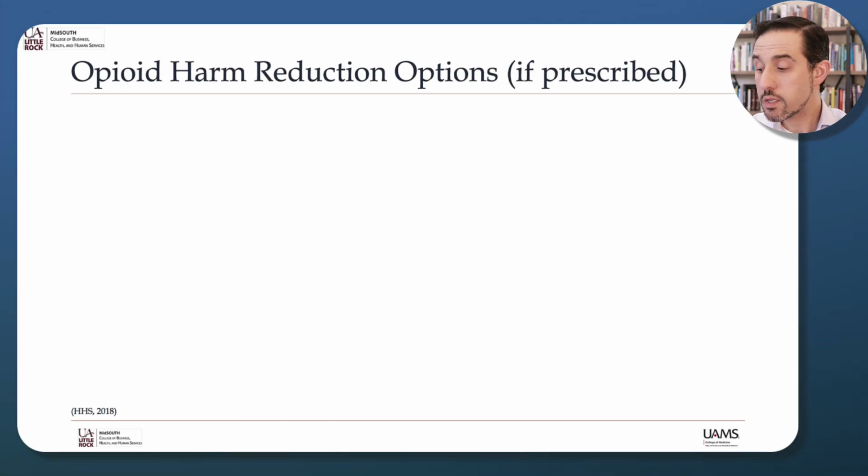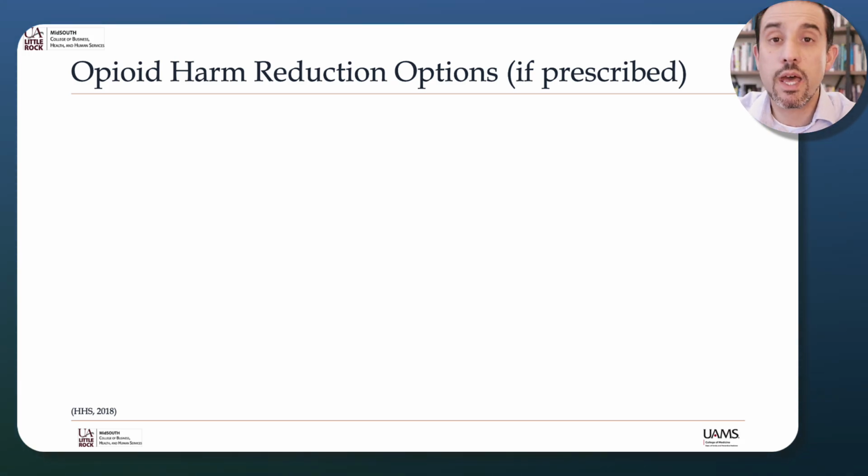So let's first start talking about opioid-related harm reduction options if the opioids have been prescribed, because that is also an important consideration. Are these substances that someone has been prescribed and they are using in the manner that they have been prescribed them, or are they misusing the opioids in some way, or are they buying them off the street?